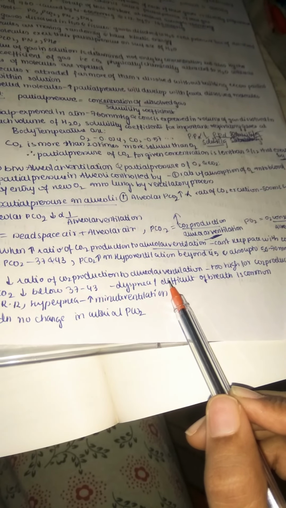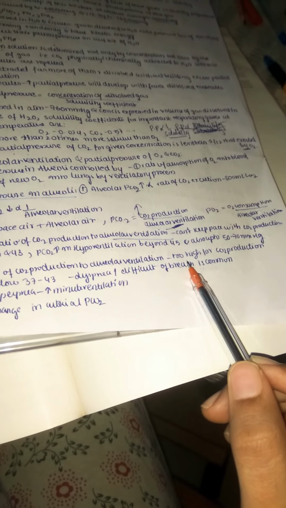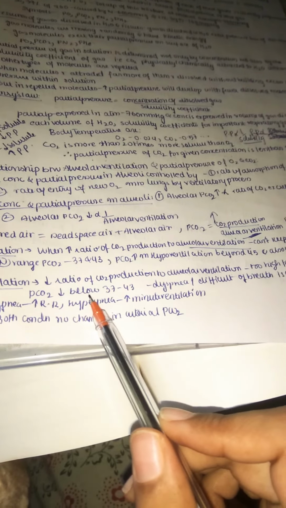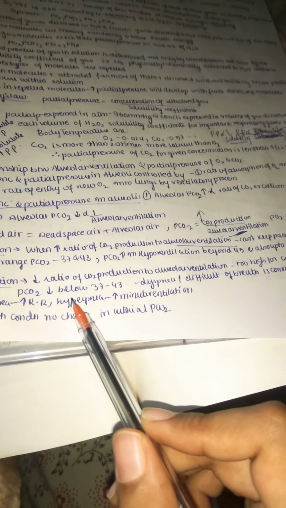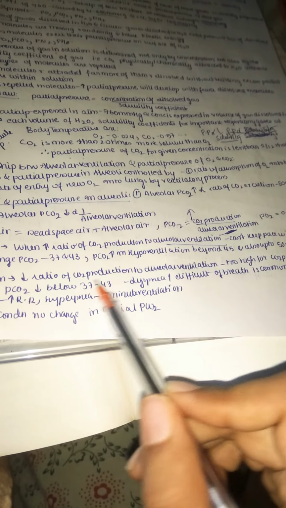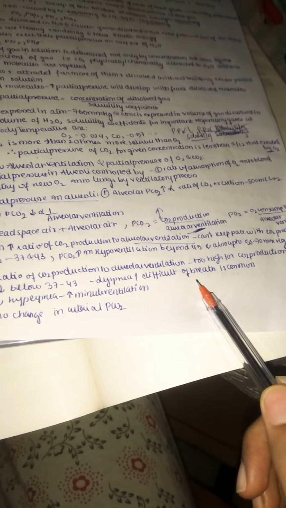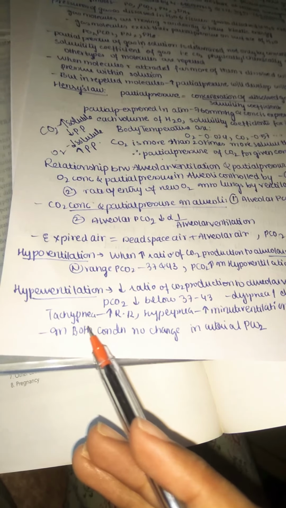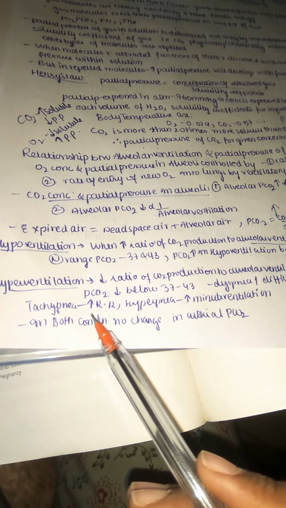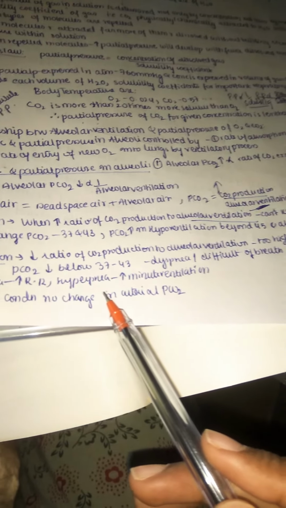Here the ratio of carbon dioxide production to alveolar ventilation is decreasing, as ventilation is too high for the carbon dioxide production. So here the partial pressure of carbon dioxide is below 37 to 43, that is, below the normal range, so it may lead to dyspnea, that is difficulty of breathing, which is common in hyperventilation. We also need to see other definitions: what is tachypnea, what is hyperpnea. Actually in tachypnea there is an increase in respiratory rate, whereas in hyperpnea there is an increase in minute ventilation. So this is very important.